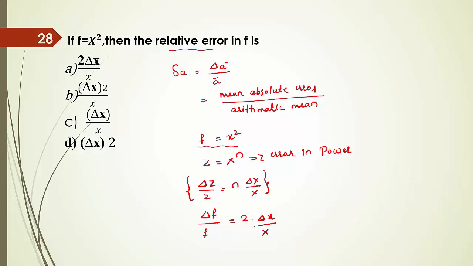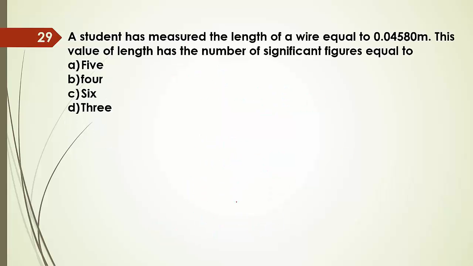Delta f over f equals 2 into delta x over x. So this is now equivalent to what? Relative error. Observe the options. The first option is 2 delta x over x. Option B, delta x square over x. Option C, delta x over x. Option D, delta x square. So option A is right: 2 into delta x over x. This is the relative error in f. Option A is right.